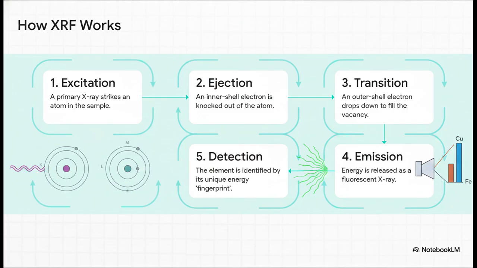As it falls, it releases a little burst of energy, and that burst is a secondary X-ray, what we call a fluorescent X-ray. And here is the magic part. The energy level of that fluorescent X-ray is a totally unique fingerprint for each element. The signal from a copper atom will always be different from an iron atom signal, no exceptions.